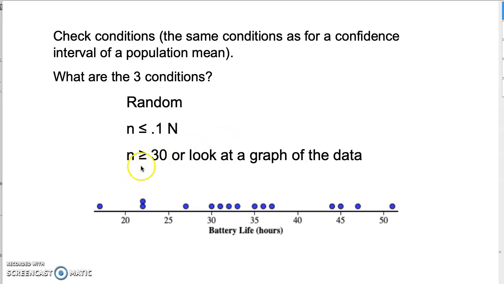And n must be greater than or equal to 30, which in this case it's not, it's only 15, or we look at a graph. So here is a graph. Now you can see this is not really normal, but it doesn't have any strong skewness or outliers. It's pretty stretched out, but it looks okay, so we will proceed.